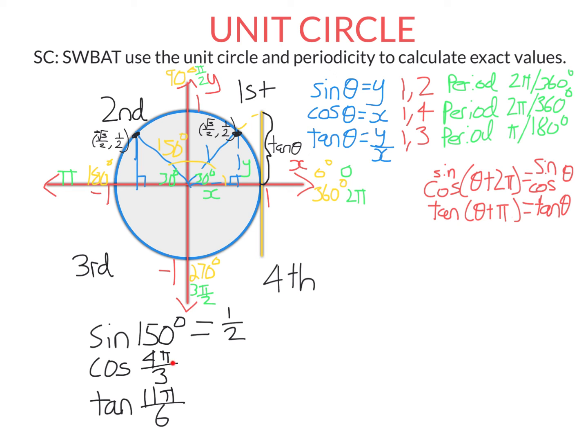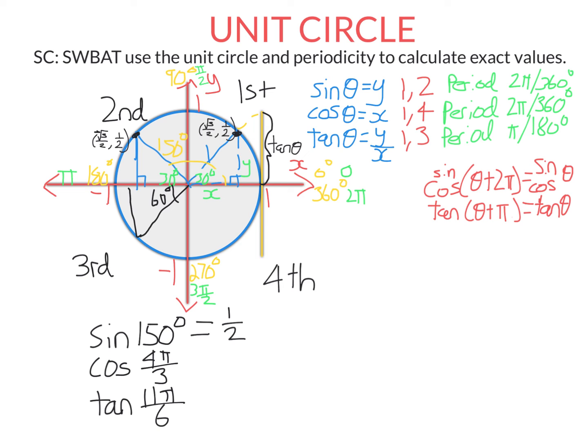So let's say I wanted to find cos 4 pi on 3, which is cos of 240 degrees. What would happen is I draw a triangle here. This angle here would be 60, because I want 240 the whole way around. It's 180 to here, so this angle would be 60. So cos 4 pi on 3 is very close to cos of 60.